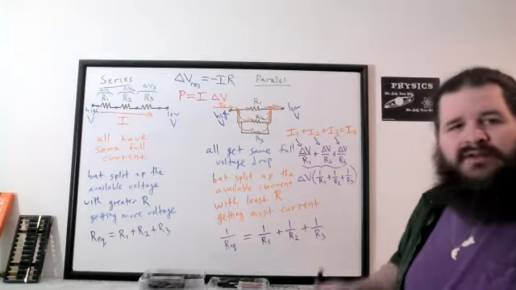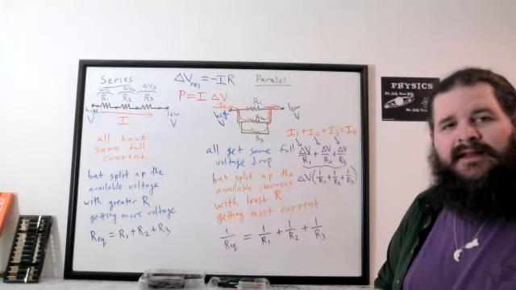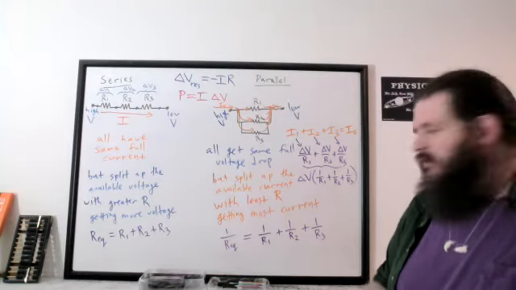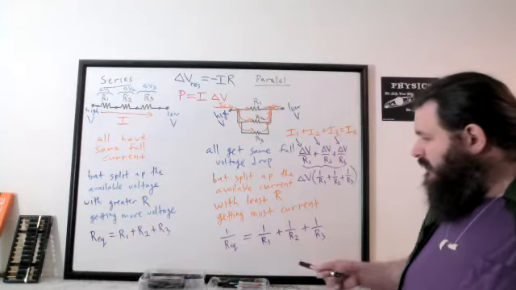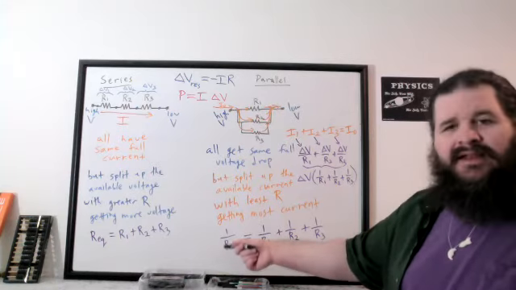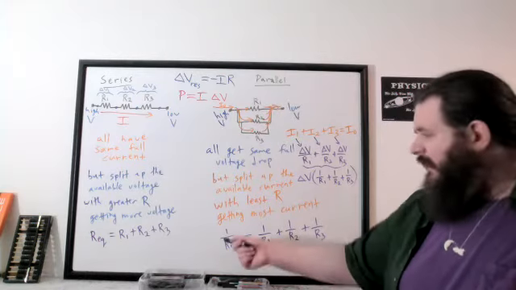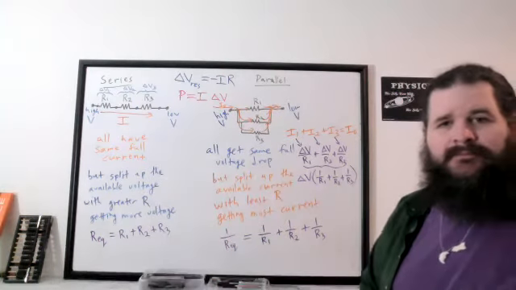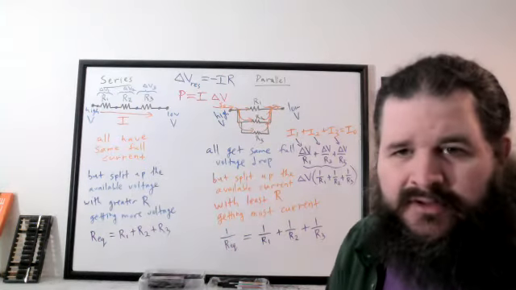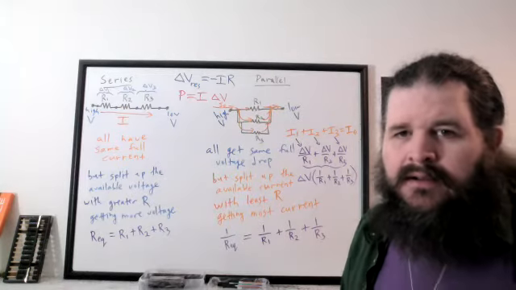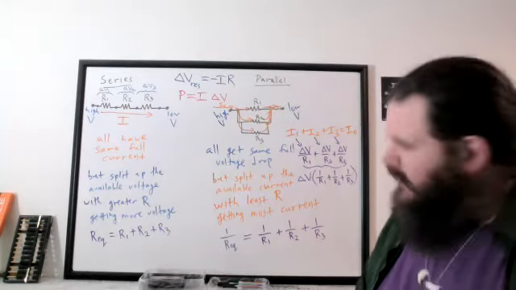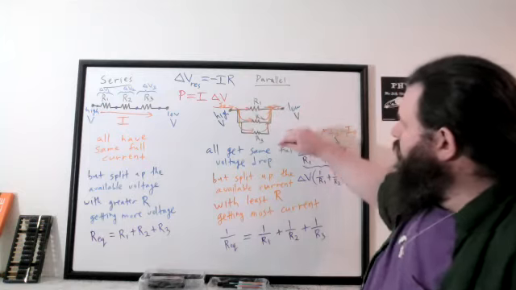So this is how you can combine resistors if they're in parallel. Instead of just adding the resistances, you add the inverses of the resistances, and that doesn't give you the result, that gives you the inverse of the result. So you still have to invert it again at the end. Same change in voltage. Yeah, they all come back together at the low voltage point.